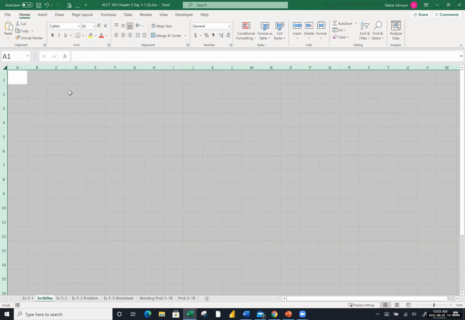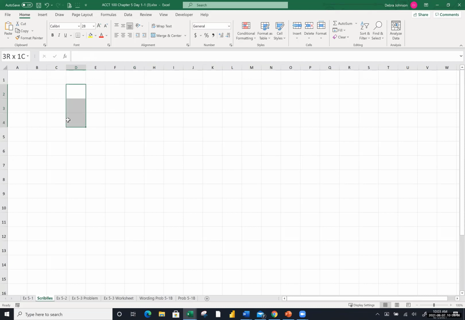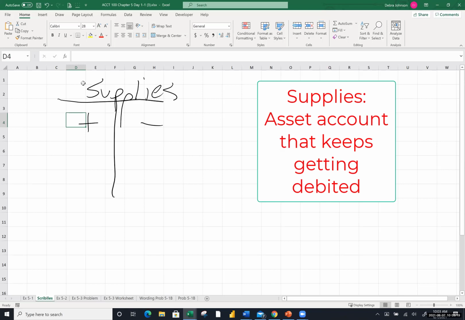And all I want to do is get a T account up here. In fact, I'm probably going to handwrite it because it's just much faster for me. So here's what we've been doing. We know that supplies is an asset. We know that all asset accounts look like this. And every time we've been going to Office Max or Staples or Walmart and buying supplies, we've been debiting the heck out of this account.